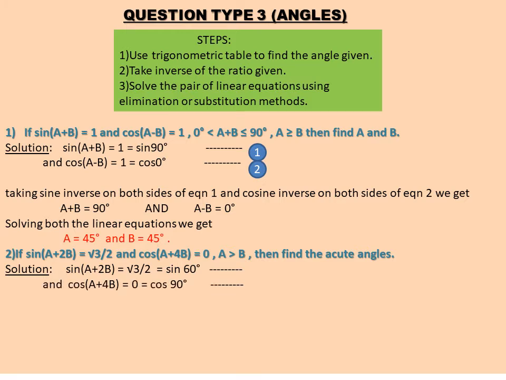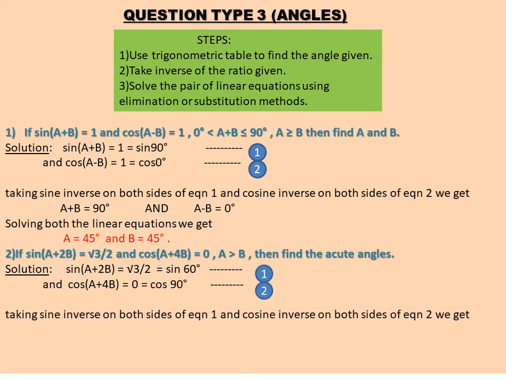So that means we have found out two values, sine 60 and cos 90. Second step is take the inverse on both the sides of the given ratio. We are marking the equation 1 and equation 2. So you will take sine inverse on both sides of equation 1 and cos inverse on both the sides of equation 2. So you will get a plus 2b, inverse, sine inverse and sine will cancel each other. So you get a plus 2b is equal to 60 degree and a plus 4b is equal to 90 degrees.